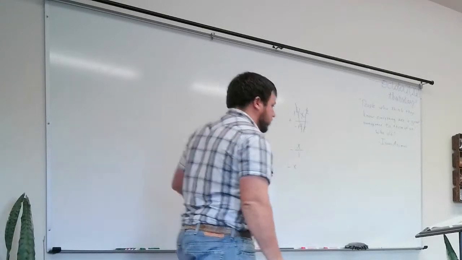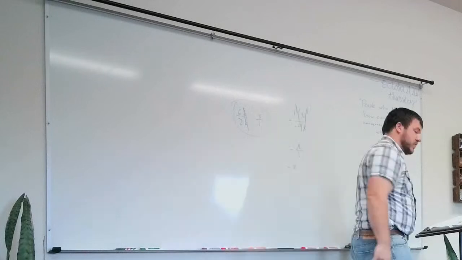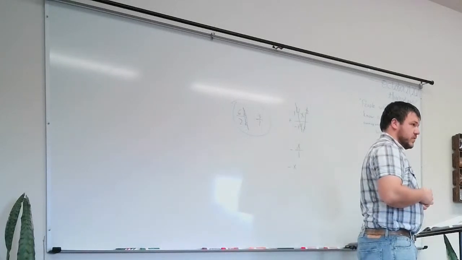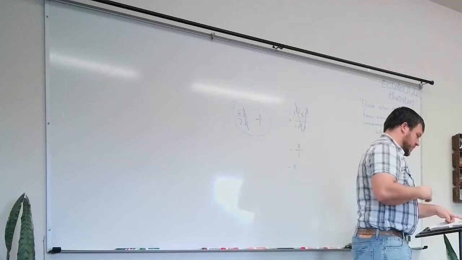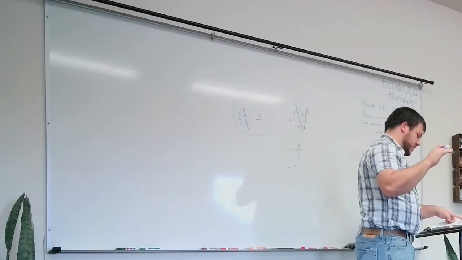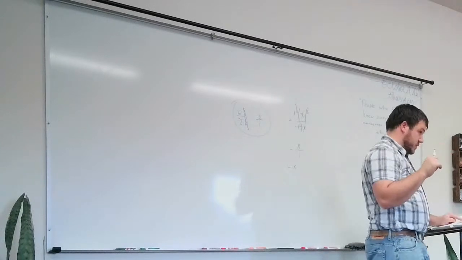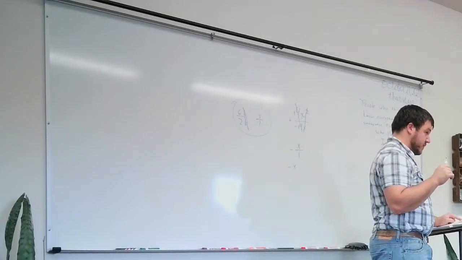No, yeah, 2k. Yes, 2k plus 3 is the final answer. That's correct. The number 6, I have negative 4x squared minus x plus 5? Negative 4x squared minus x plus 5? Yeah. Yes.